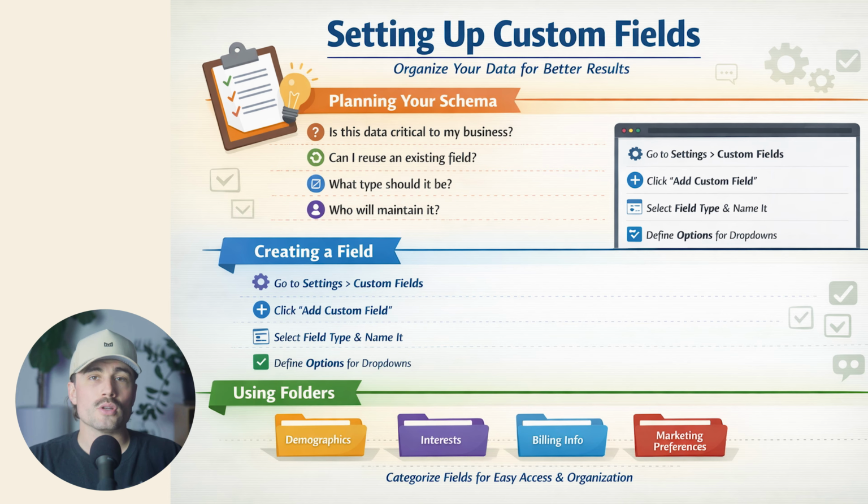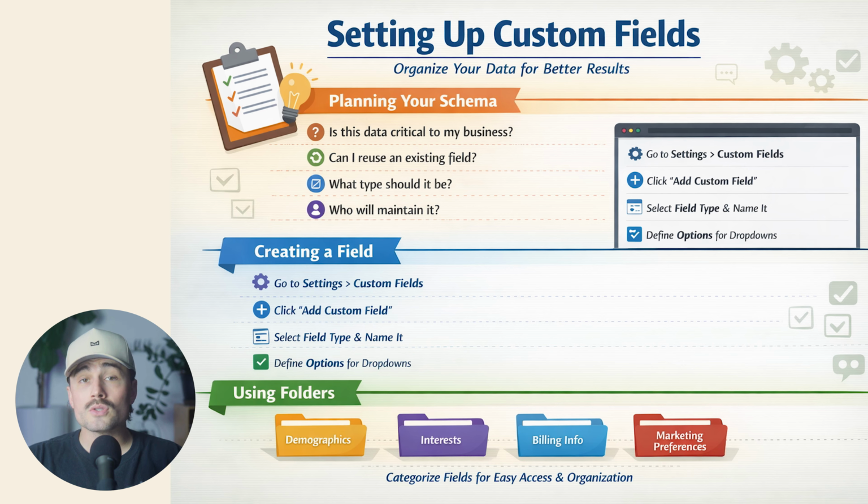Three, what type should it be? You can use dropdowns or checkboxes when possible to keep data consistent. Free-form text invites typos. Four, who will maintain it? Make sure to assign ownership of field management to someone on your team.